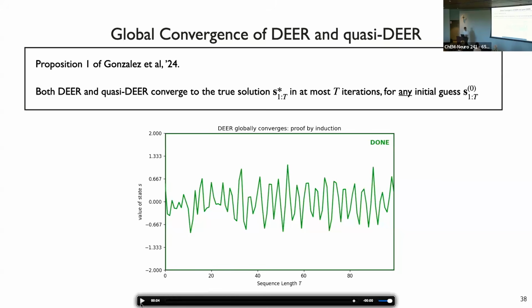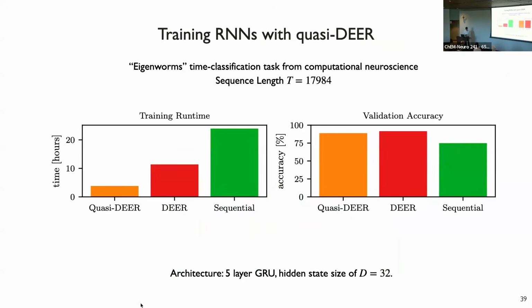So the question is, how fast will this quasi-DEER approach actually work in practice? So we ran a bunch of experiments. Here's one of them. We trained an RNN, again, this type of state space model used for deep learning. We trained it on a really long task in computational neuroscience, a sequence length of around 18,000 individual time steps. This is a type of task that's designed to be hard for an RNN to train, because previously it was believed that RNNs were inherently sequential. So a really long sequence length would mean it would take a really long time to roll it out.